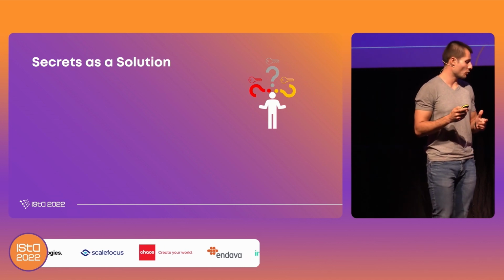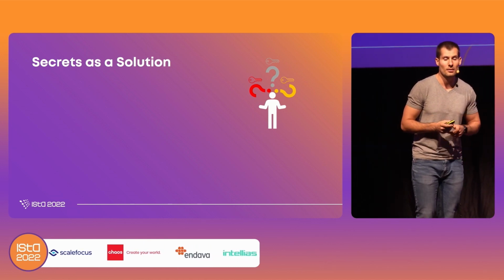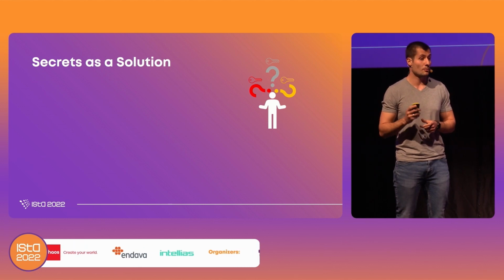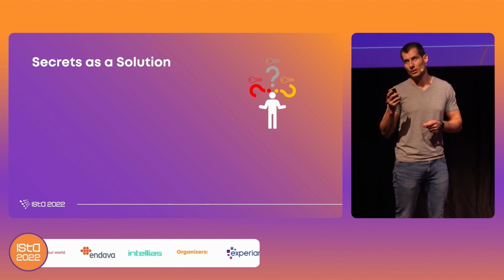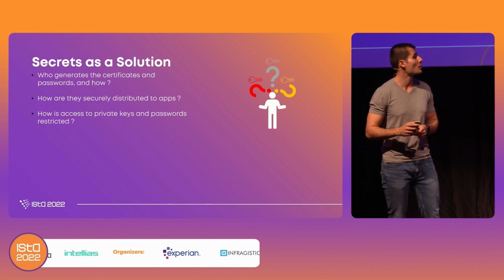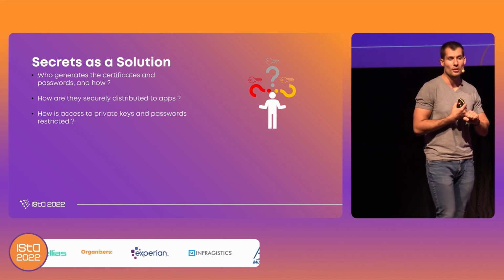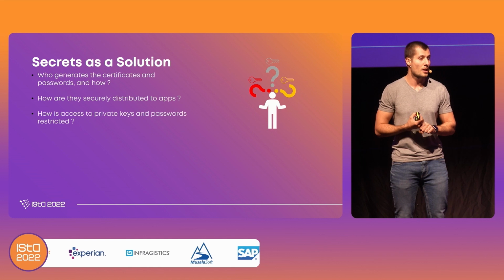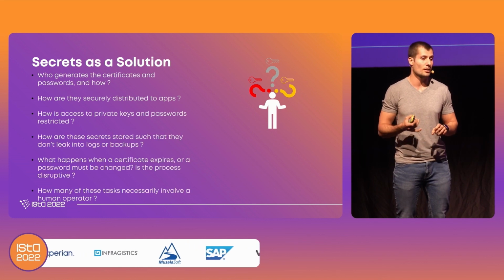Okay, that's what we can see today, but this is not the only burden and challenge that we need to face. There are multiple questions that we need to answer. Even if we invent this secret, we need to securely distribute it to our applications and our environments. We also need to rotate that secret.